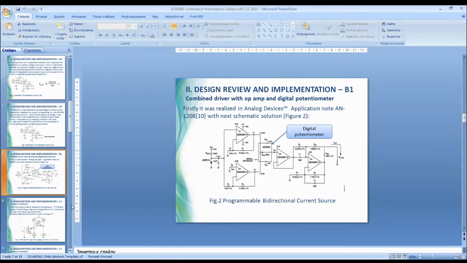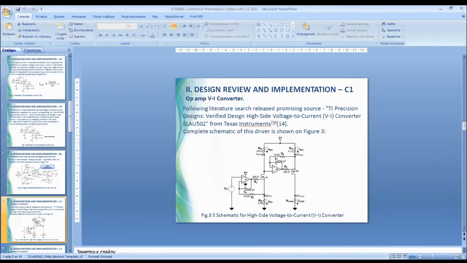In this case, when you are using a digital potentiometer, it gives you more flexibility in changing the output current. And moreover, you can control it digitally with any microcontroller. So here we will move to the next slide.